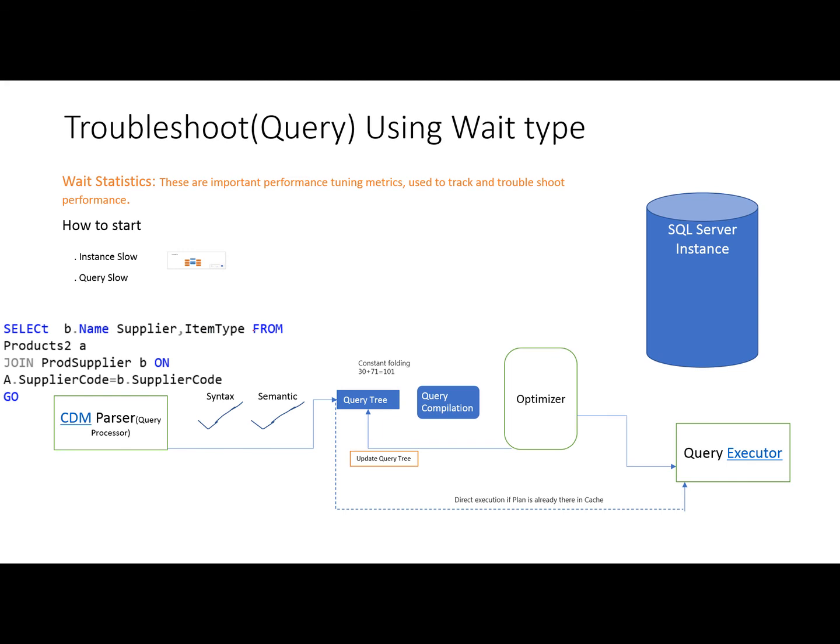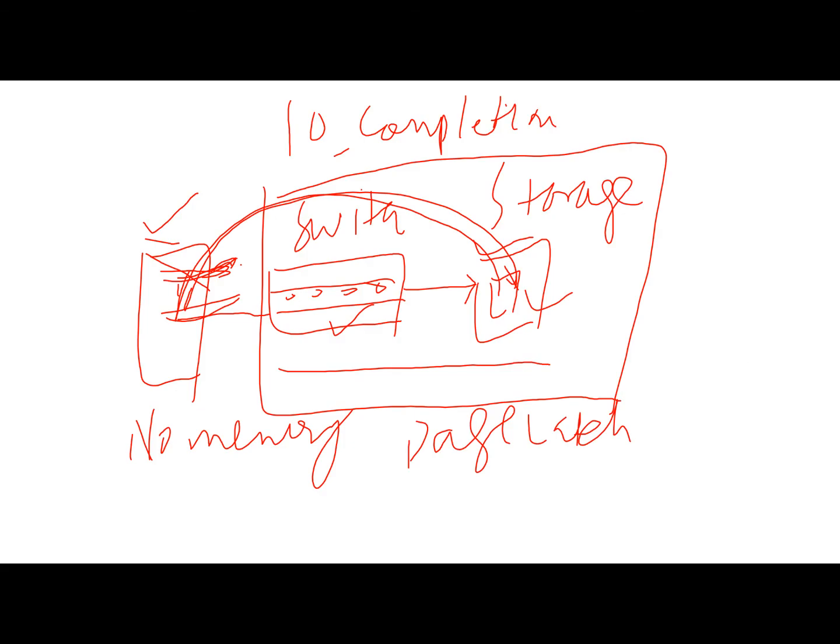SELECT B.name, supplier, item FROM products A JOIN product_supplier B ON A.supplier_code = B.supplier_code. When we submit this query, the query optimizer will prepare the plan, and when it prepares the plan, it considers the cost of each operator in the plan. There are two kinds of operators: one is a serial operator, and one is a parallel operator.